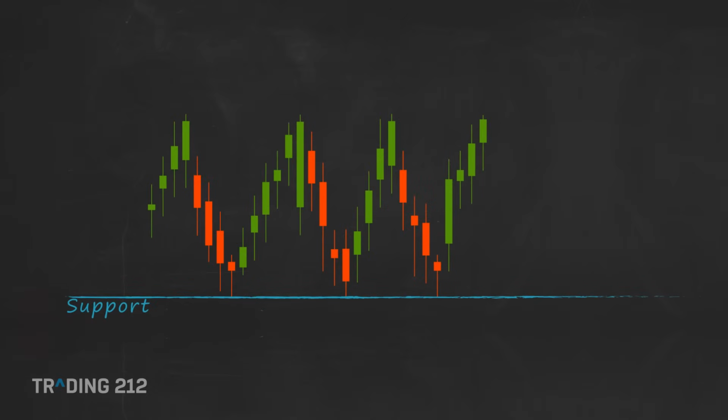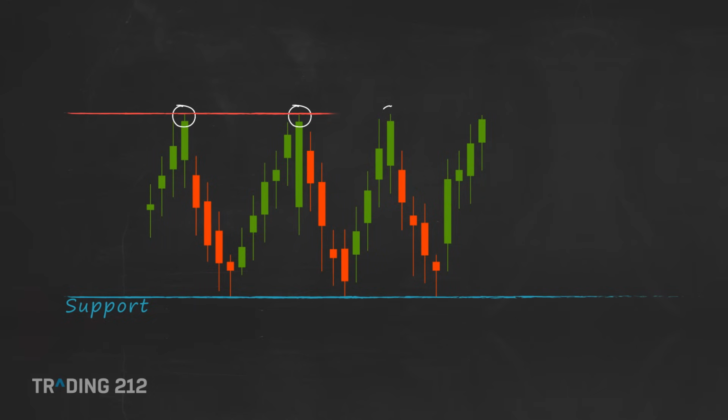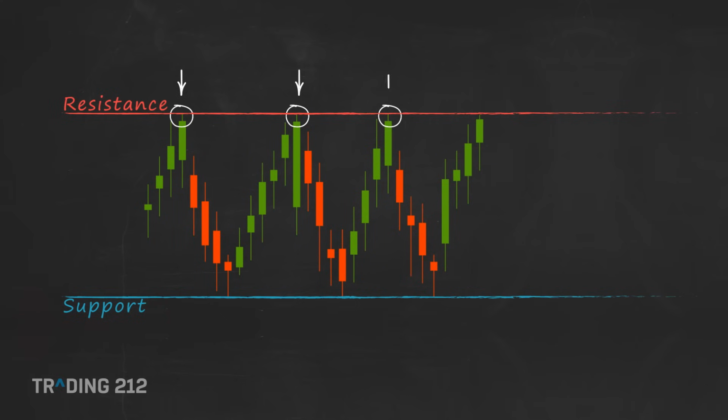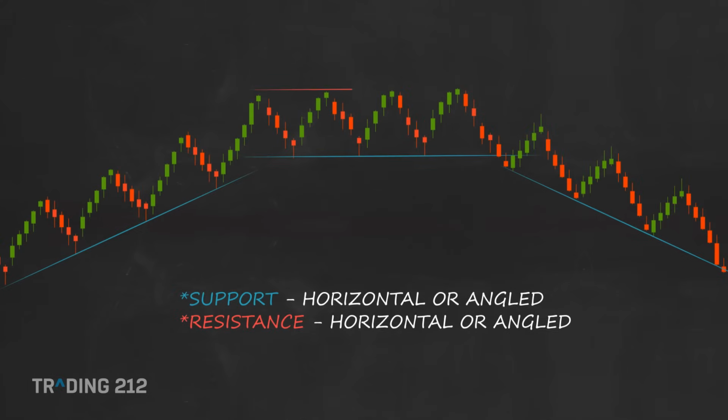Resistance lines are effectively the same as support lines, with the marked difference that they are above the current price and act as a ceiling from which the price falls. Again, they can be horizontal or angled.